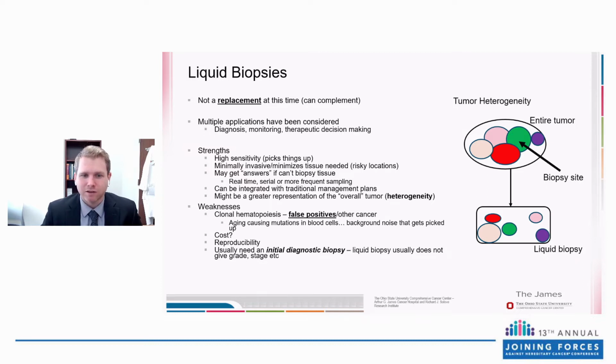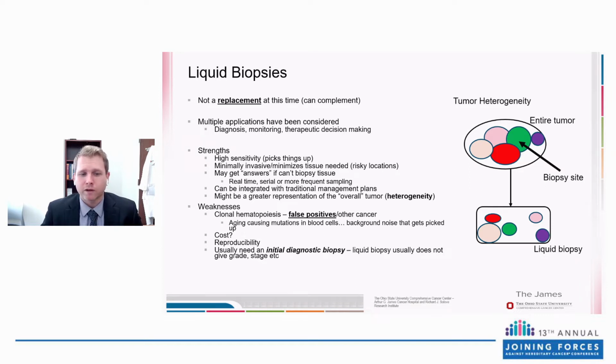Once again, if I can't get a biopsy or I can't serially or continuously be monitoring with biopsies, it also gives me a real-time answer as to what's going on in the tumor. I can perform these on a more frequent basis than sticking somebody with a needle into a risky location. And this will allow for potentially more frequent sampling to understand how the tumor or cancer is evolving over time.